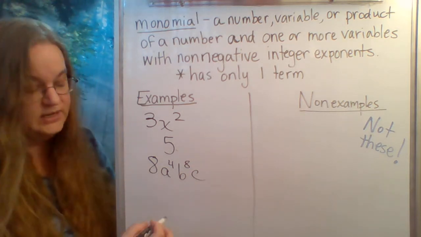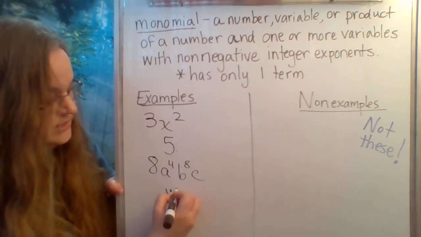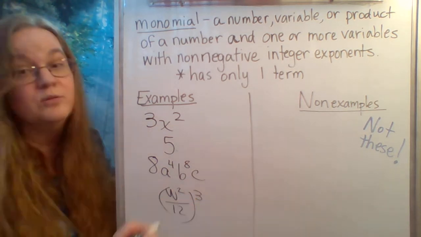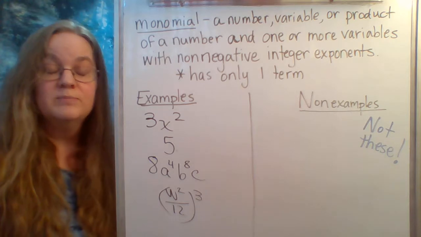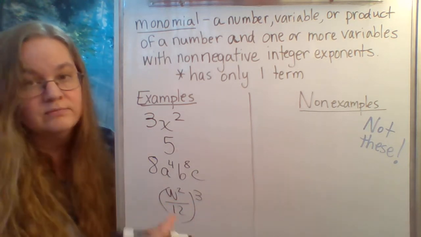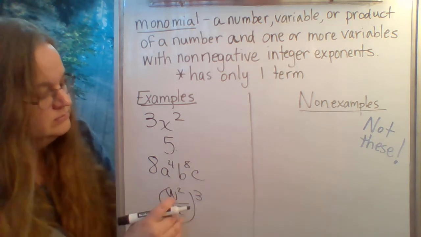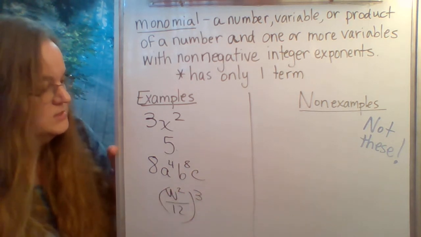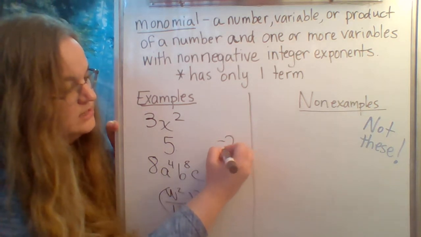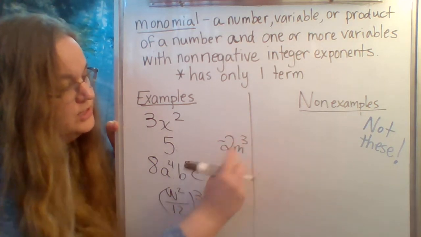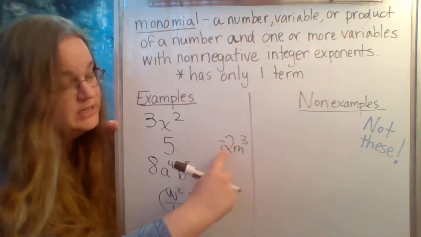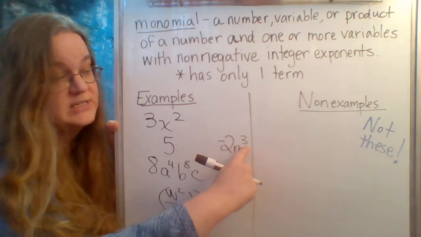That's totally fine. Even something like w squared divided by 12 to the third power would be an example of a monomial because, again, none of the exponents are negative. They're all positive exponents. I could also include something like -2m to the third. It's okay for -2, the coefficient, to be negative. It just can't be the exponent that's negative.